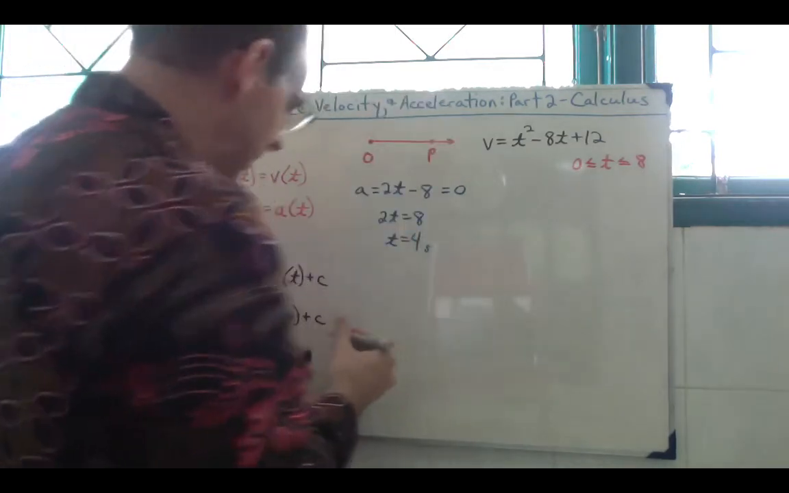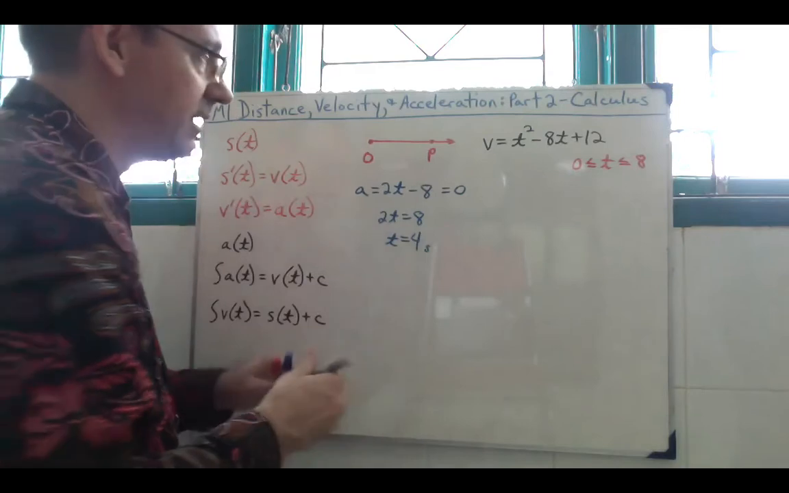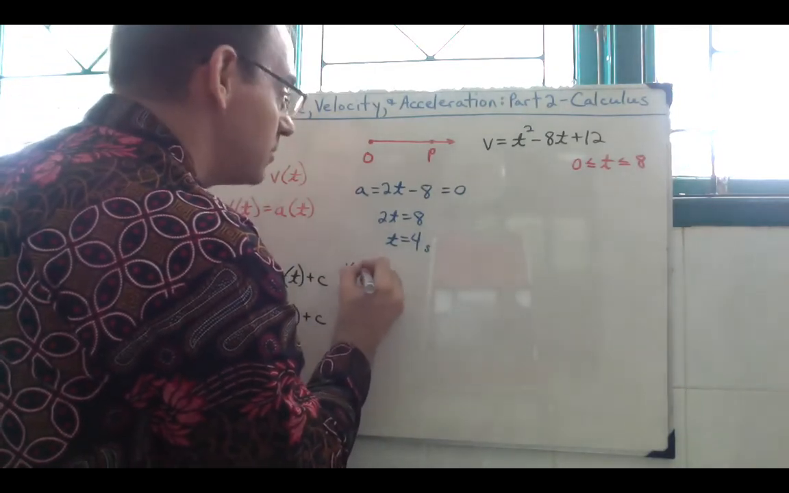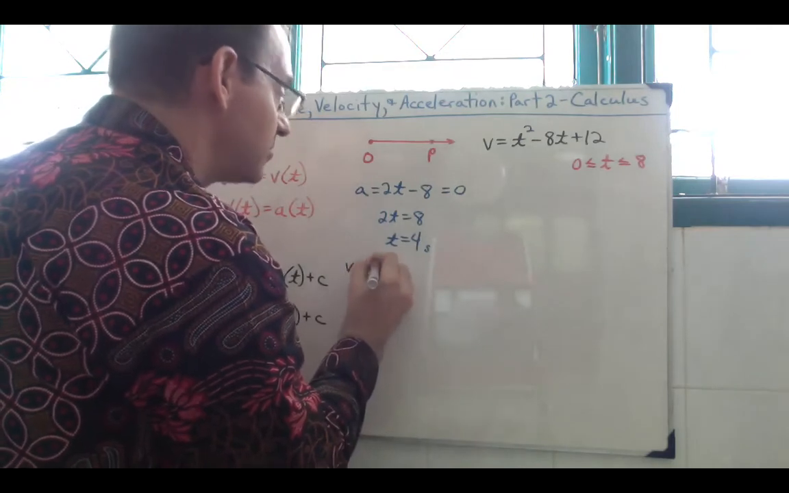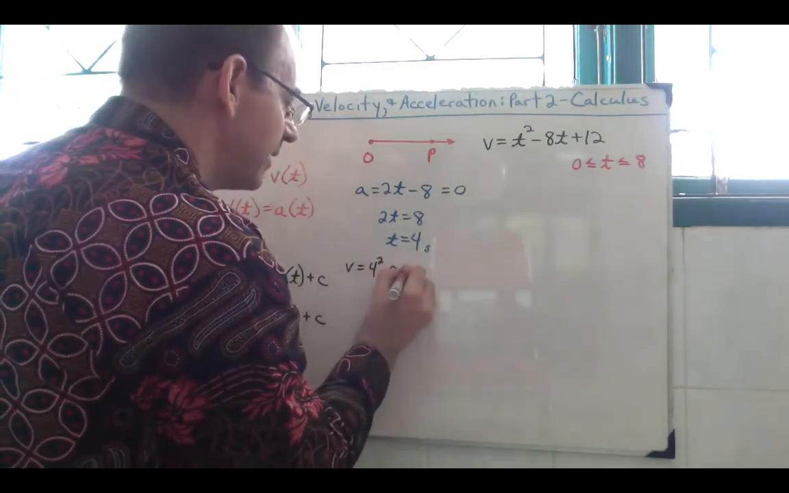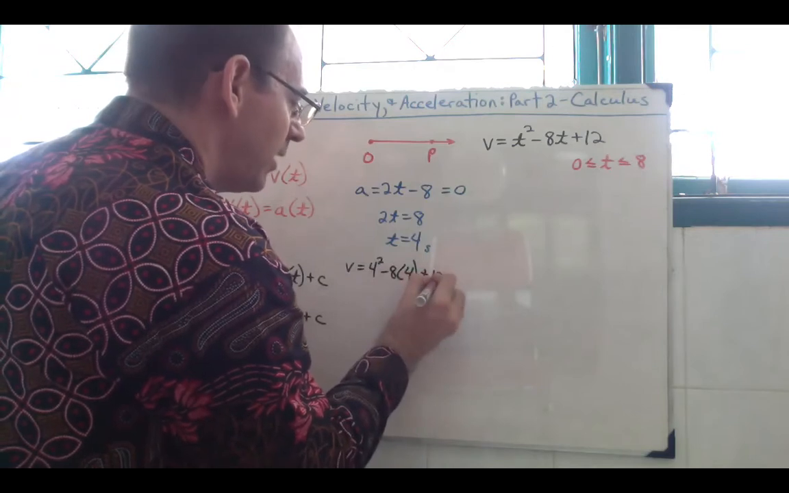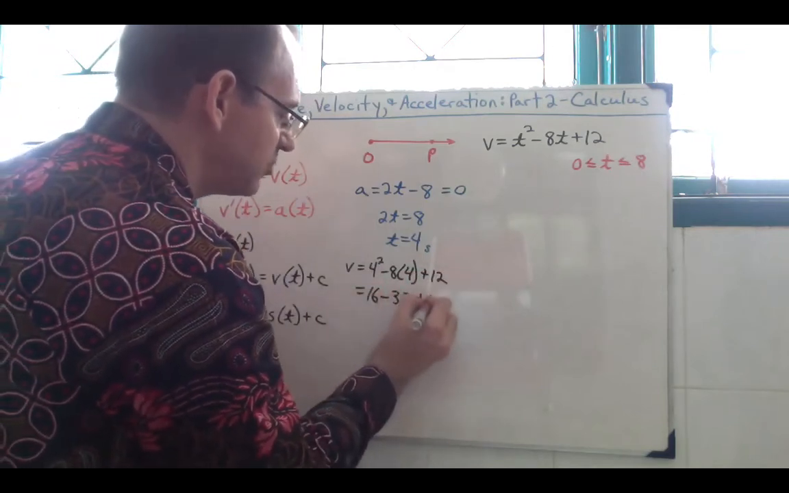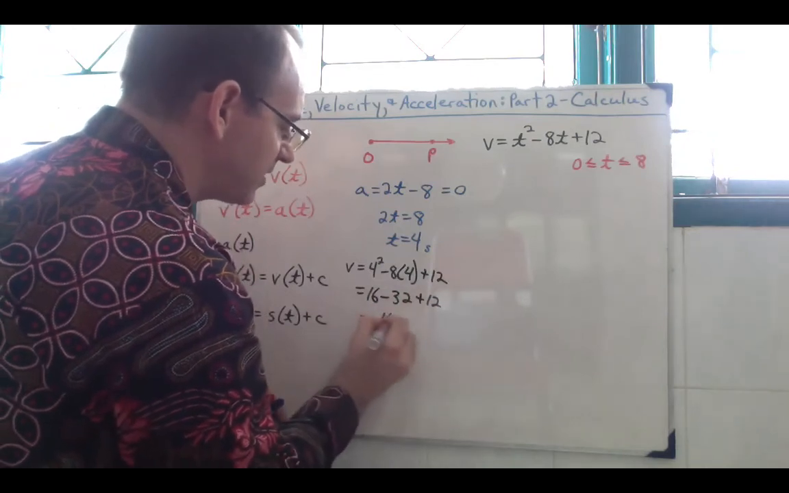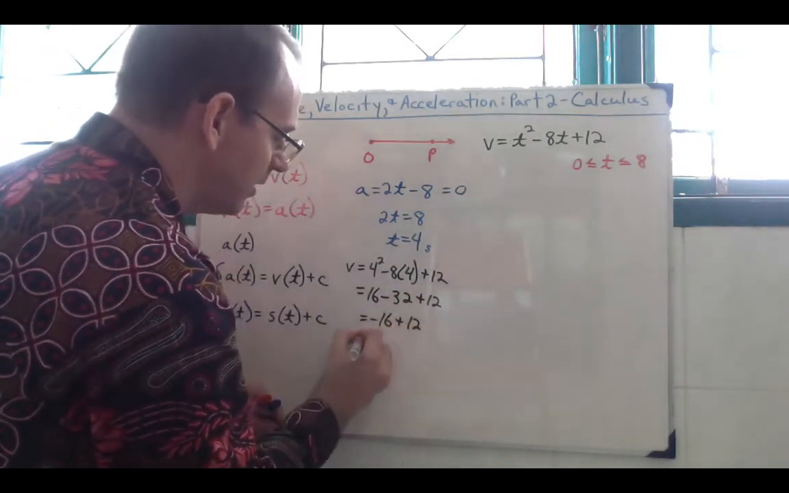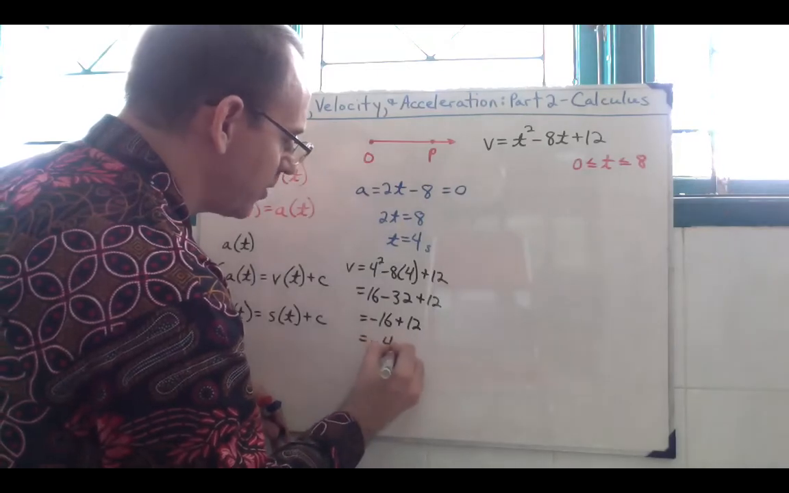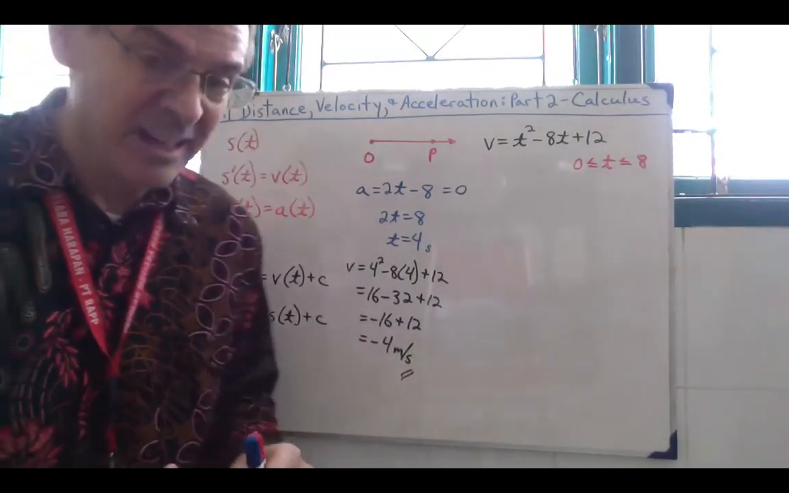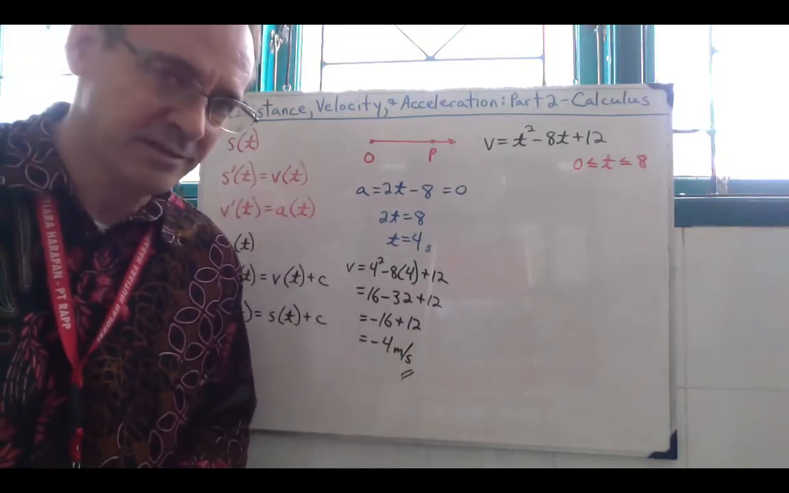So let's plug that in to see what that is. So we get v equals 4 squared minus 8 times 4 plus 12. So we get 16 minus 32 plus 12, which is a negative 16 plus 12, which is a negative 4 meters per second. Now, we should take note of this.